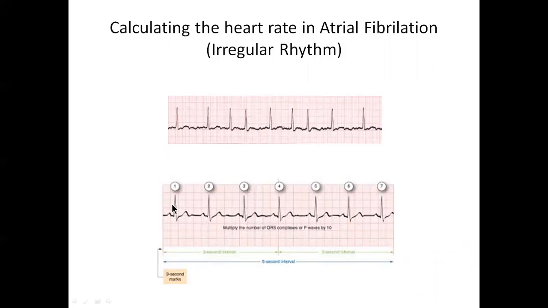And then we see how many QRS complexes fit in that rhythm strip. So here is a 6-second interval, and we count 1, 2, 3, 4, 5, 6, 7. So there are 7 QRS complexes, and you multiply that by 10. Okay, so 6 seconds times 10 would be 60 seconds. So that's how many QRS complexes there are in 60 seconds or 1 minute. That is how you calculate the heart rate if the rhythm is irregular.